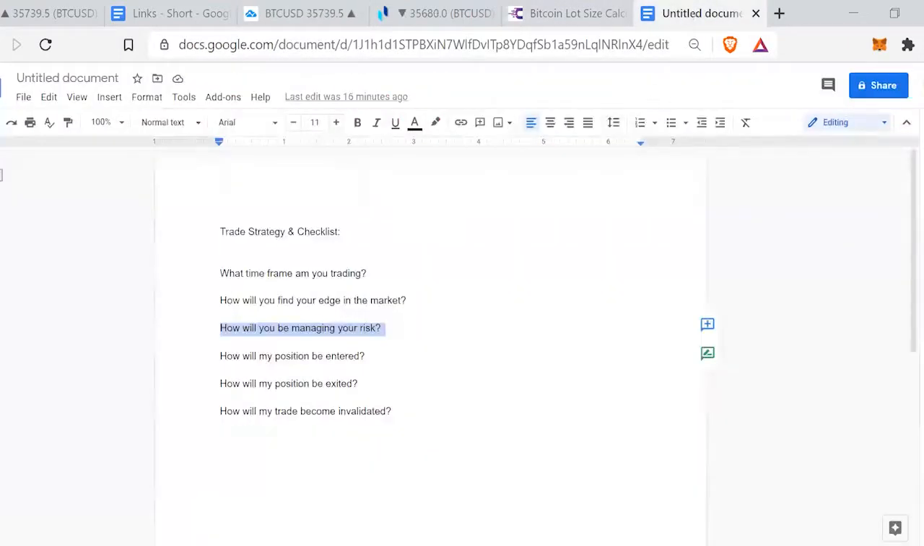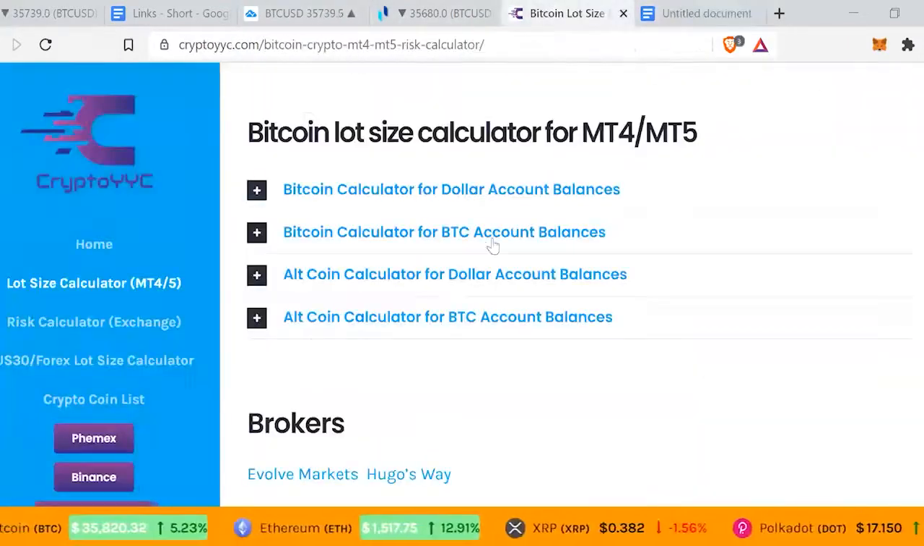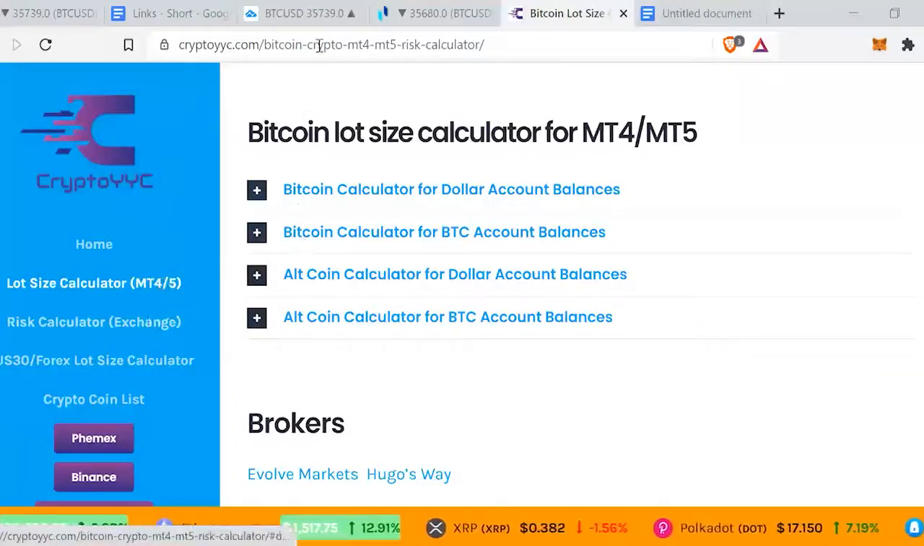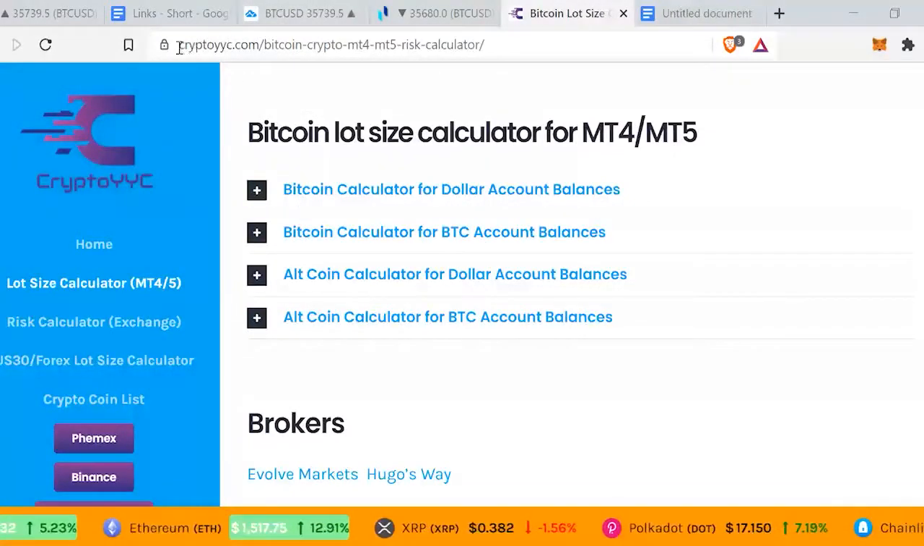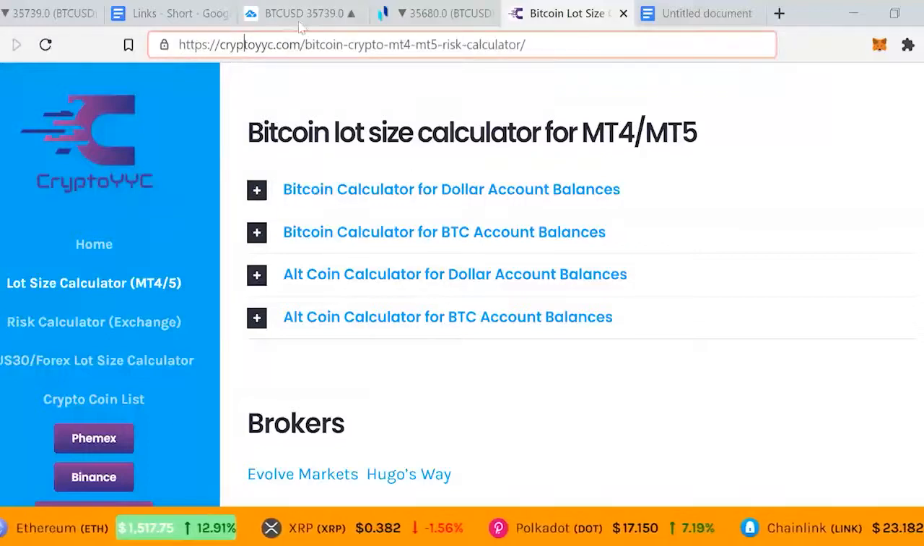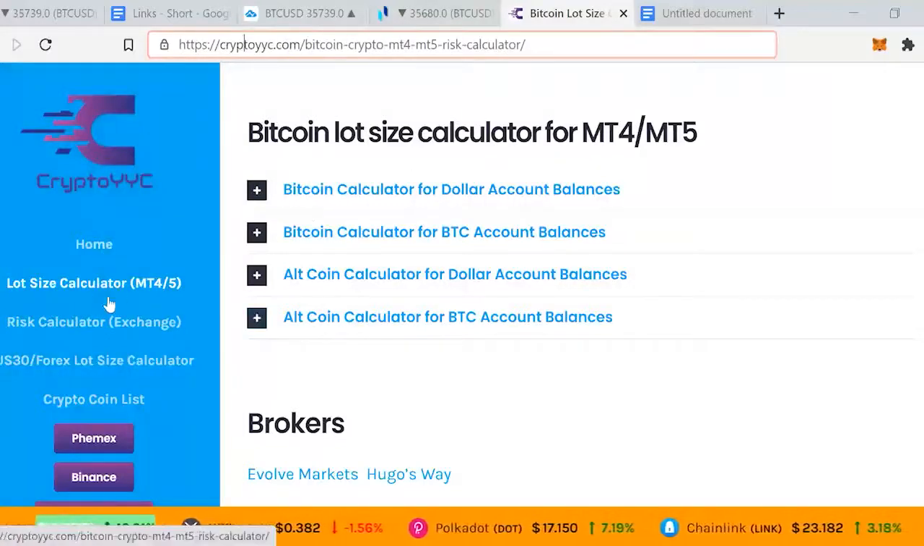So I've created a calculator here for you guys. If you go to cryptoyyc.com, you'll be able to have access to this.